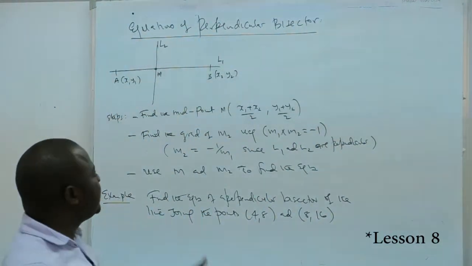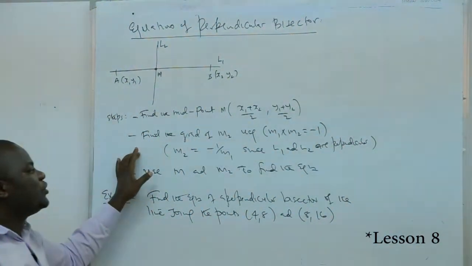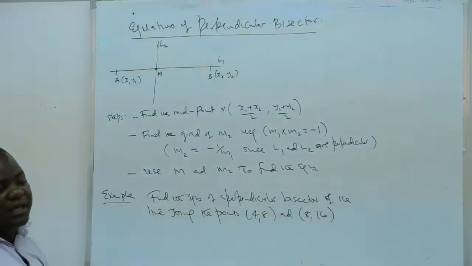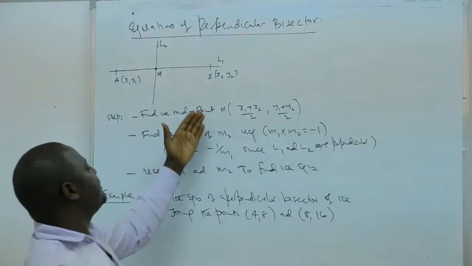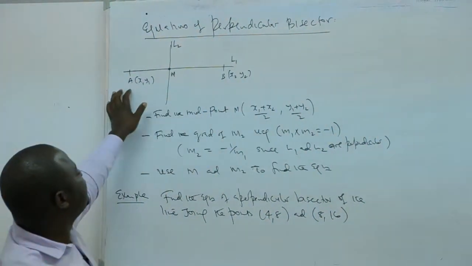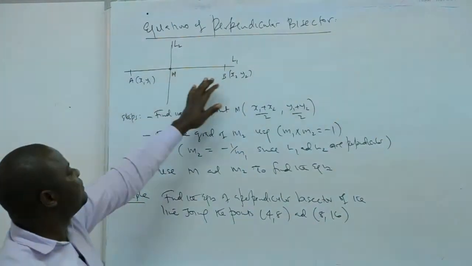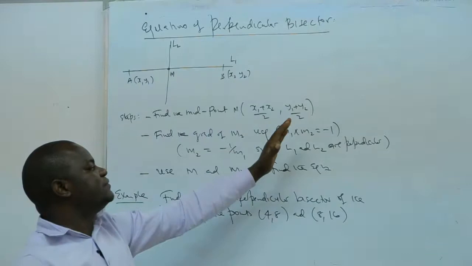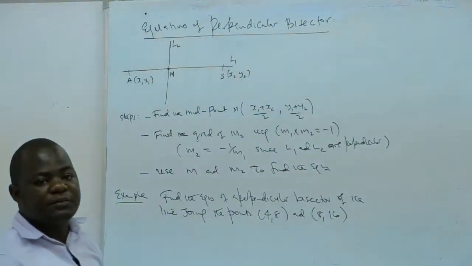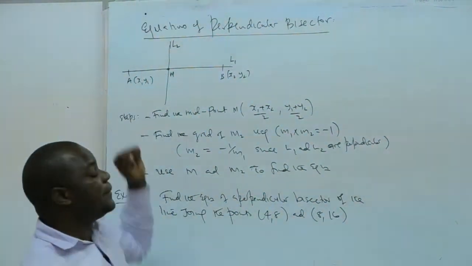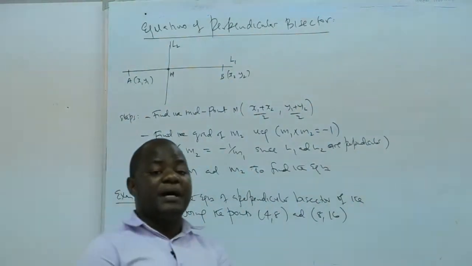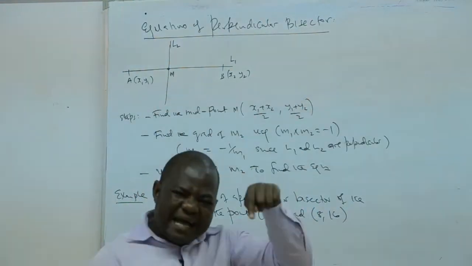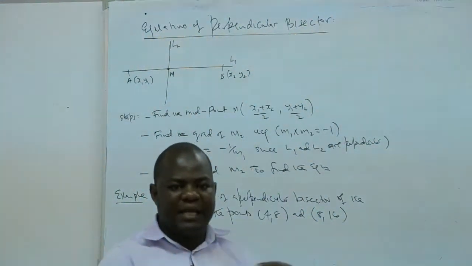So these are the steps. I've summarized the steps here. Always memorize these steps if you are going to pass this question. You first find the midpoint M of the line. How do you get the midpoint of this line L1? You use x1 plus x2 divided by 2, and y1 plus y2 divided by 2, to get the coordinates of the midpoint, because a bisector passes through the midpoint of that line. That's where it passes, because it divides the line into two equal parts.